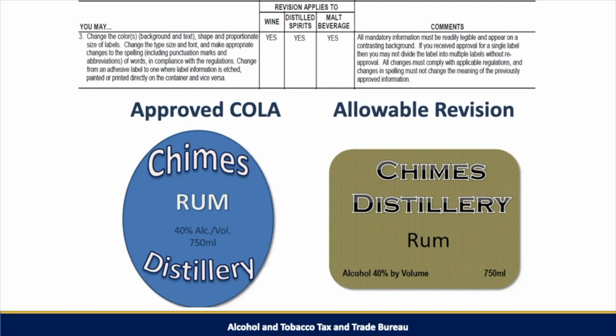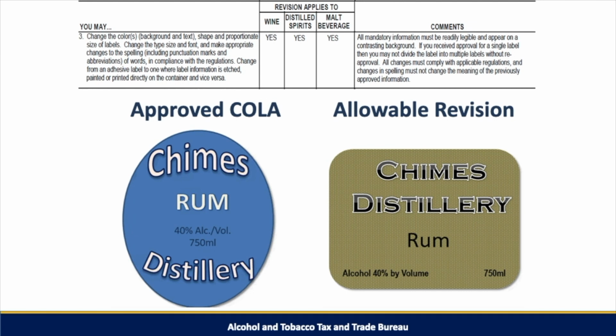You may change the colors, background and text, shape and proportionate size of labels, change the type size and font, and make appropriate changes to the spelling, including punctuation marks and abbreviations of words, in compliance with the regulations. You may also change from an adhesive label to one where label information is etched, painted, or printed directly on the container and vice versa. In this example, the shape and size of the label, the text size, font type, and color has changed. The mandatory labeling information has been repositioned and is still compliant with the regulations.